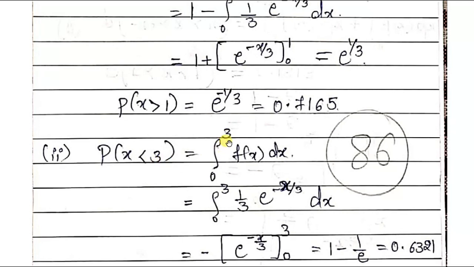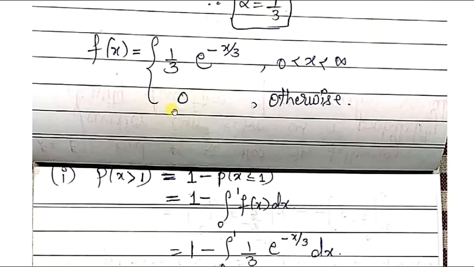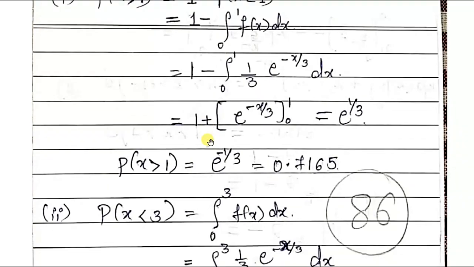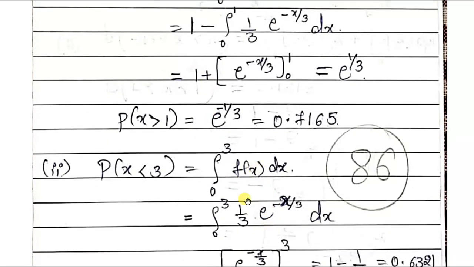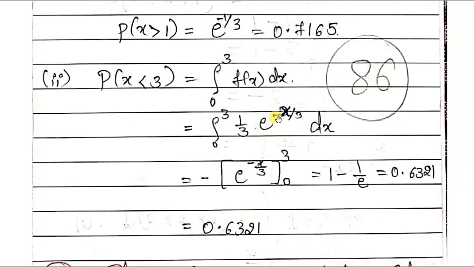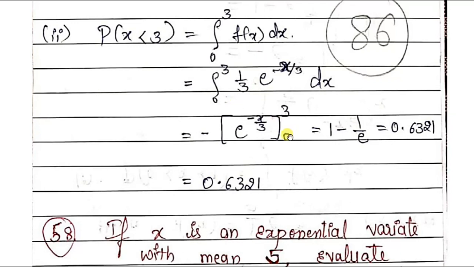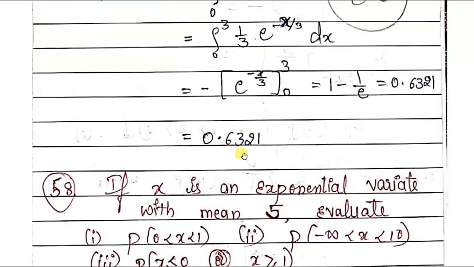Integral 0 till 3 f of x dx. Now, we already constructed this function, isn't it? For 0 to infinity, it is already constructed, right? See, it is 1 by 3 e to the power of minus x by 3. That only we have taken here. f of x is 1 by 3 e to the power of minus x by 3 into dx. Now, let me integrate this. Again, you will get 1 minus 1 by e and it is equal to 0.6321. It is a very simple integration and applying limits, you can do this. I hope you understood this problem.